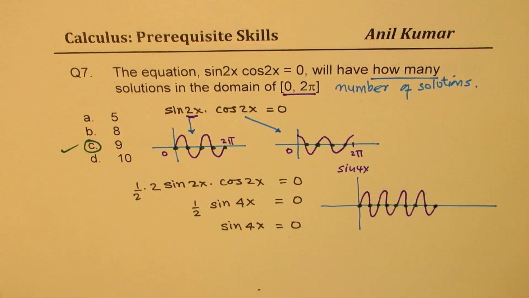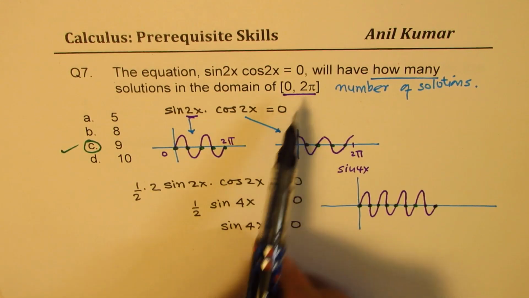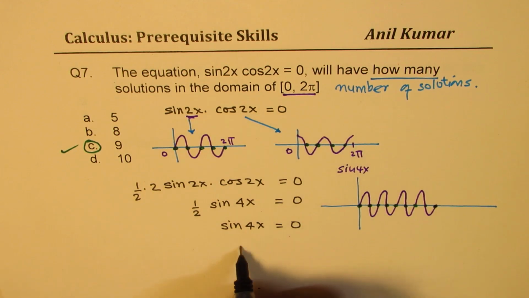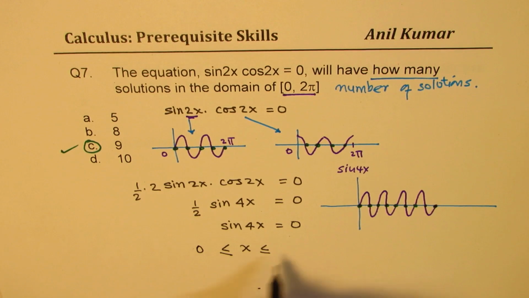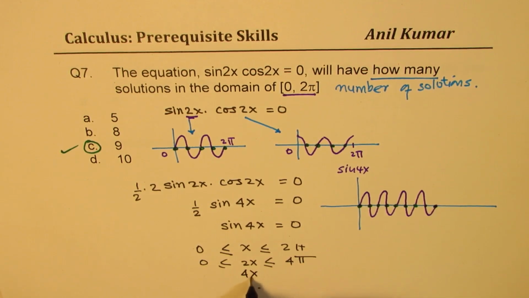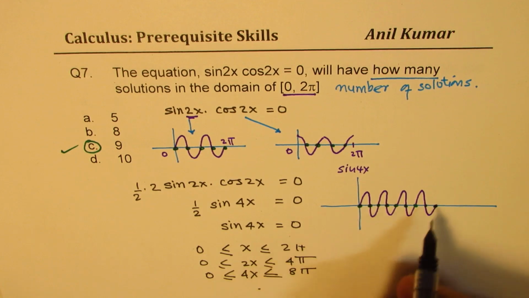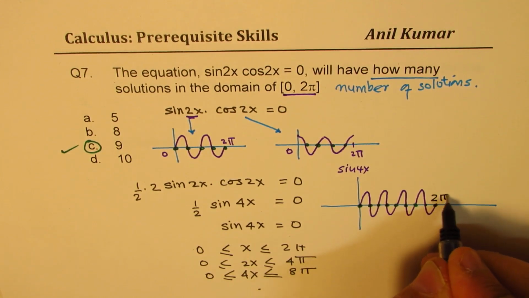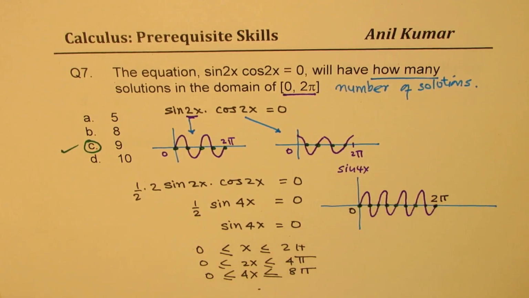Whenever you have trigonometric equations with a given domain, you have to understand that this domain was given for x. So x was between 0 to 2 pi. 2x will be, you have to multiply them by 2, 0 to 4 pi. And 4x will be between, you have to multiply this by 4, right? So between 0 to 8 pi. And that is how we get our answer, correct?